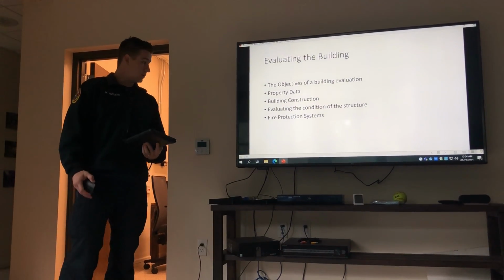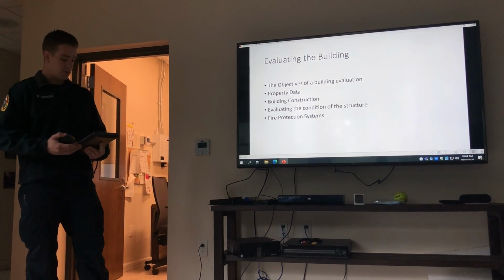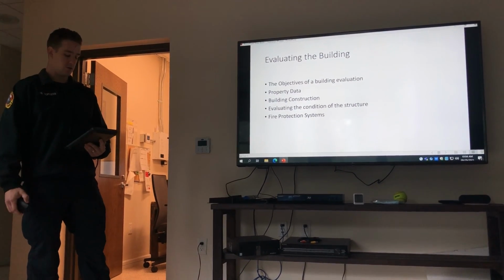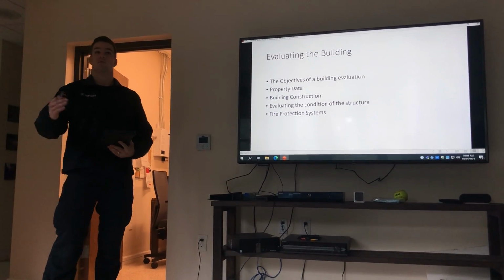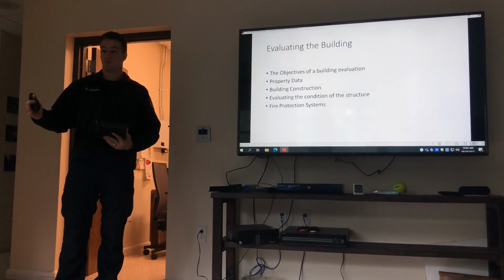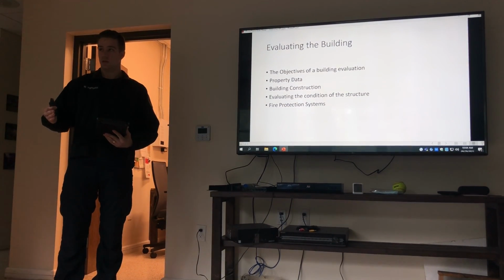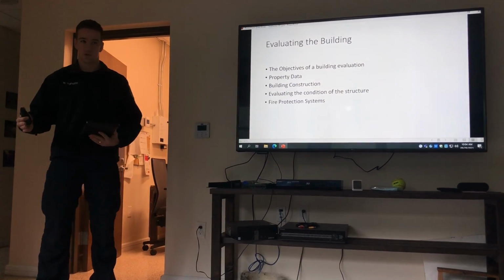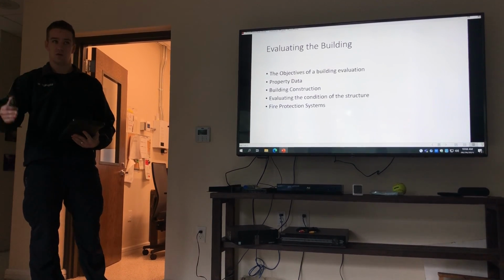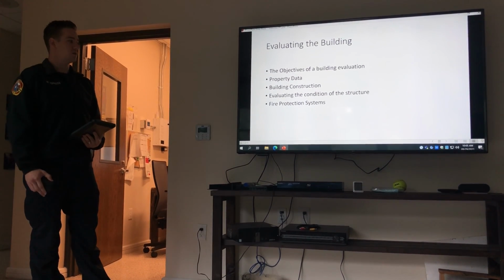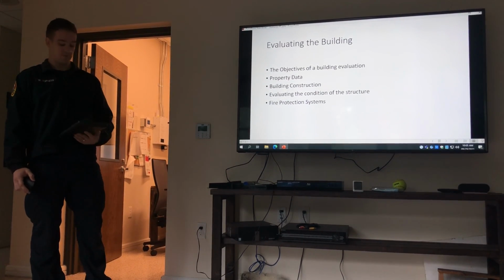As far as the building construction goes, the primary objective of the evaluator here is to document the observable building construction components. It's not supposed to be an engineering analysis of the building. We're just supposed to try and see what we can observe and assess that is visible with the building.